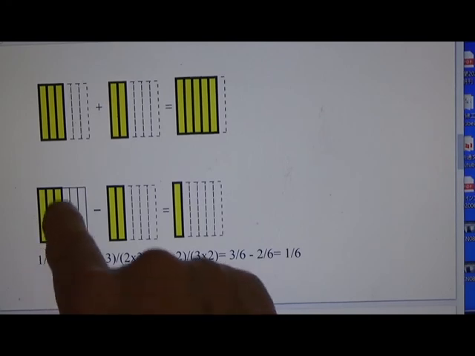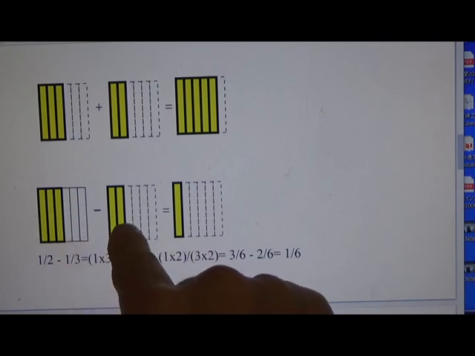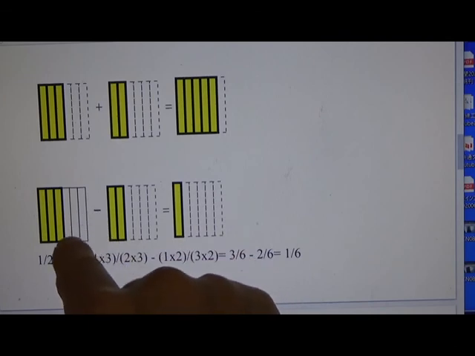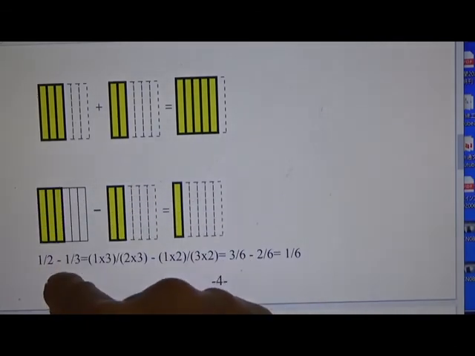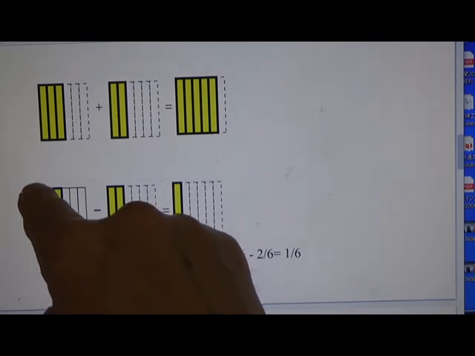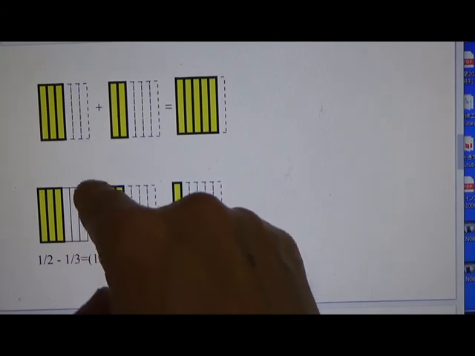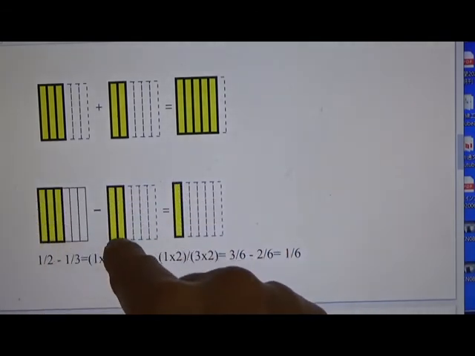1/2 minus 1/3. This is 1/6. A single yellow part is 1/6, and 3 of them, this is quantity 1, is 1/2.